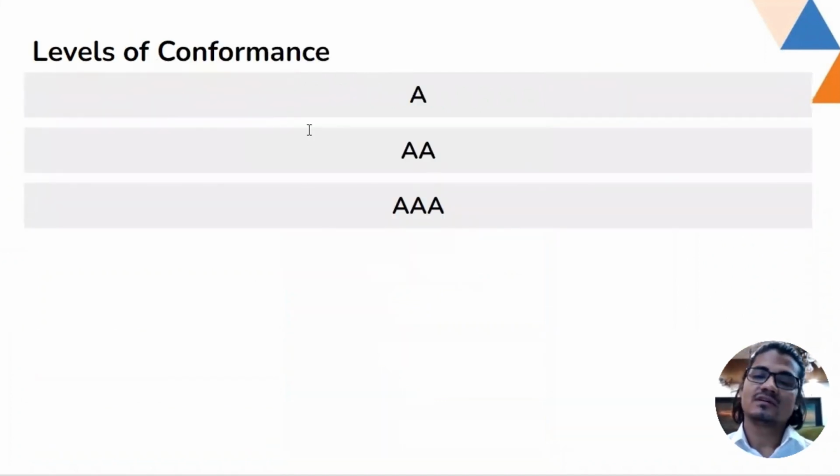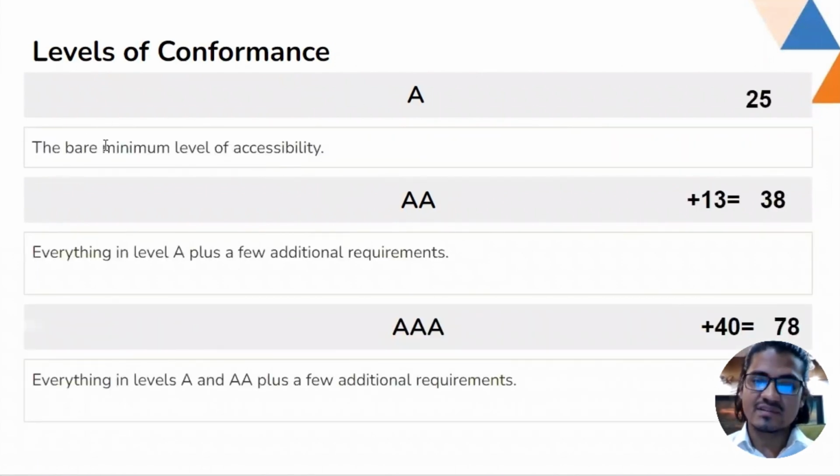With these 78 guidelines, they have listed the certification into three categories: level A, level double A, and level triple A. So definitely, you can understand level A is the base standard. It has to have this minimum standard, and with this minimum standard, you have to follow 25 rules. Minimum, you have to match with these 25 rules.